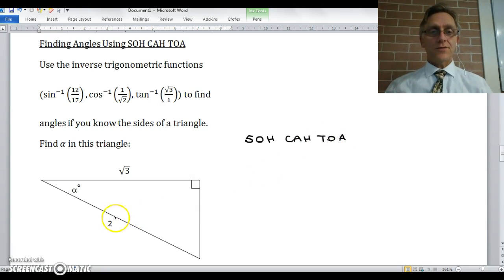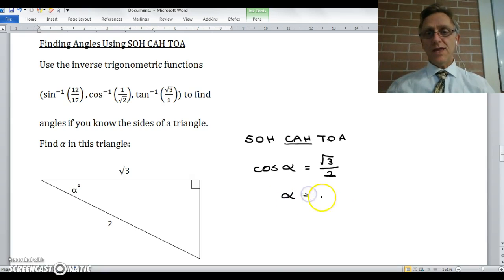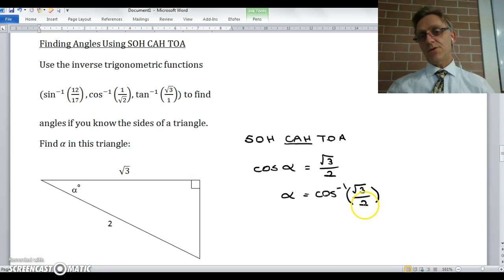And if you look at it, we've got the adjacent and the hypotenuse, which makes it a cos ratio. So that means that cos of alpha must be equal to adjacent over hypotenuse, root 3 over 2. That means that alpha must be the inverse of cos. We're working backwards to find the angle. We were given a cos ratio, but I'm looking for an angle. So I'm going to say that it's cos inverse of root 3 on 2.